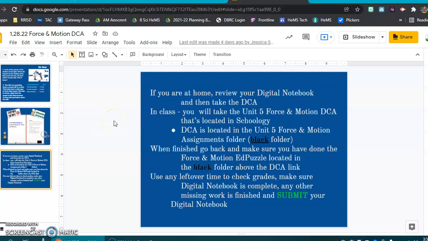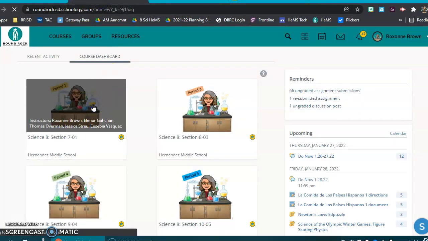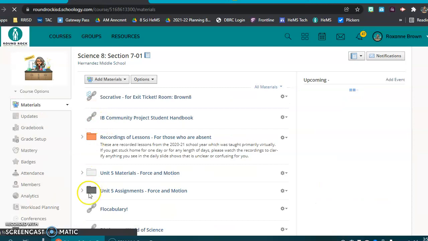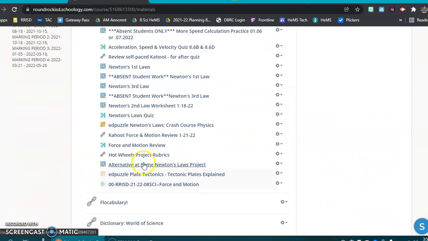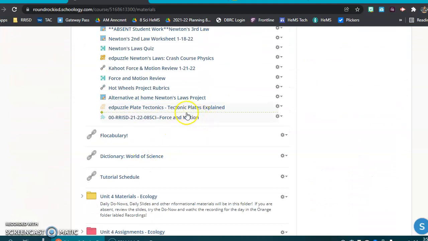If you are in class, you're going to take the Unit 5 Force and Motion DCA that's located in Schoology. The DCA is located in the Unit 5 Force and Motion Assignments folder, the black folder. So let's take a look at that. Right here under Assignments, we're going to click on Assignments. Doesn't matter what section you're in, because they'll be published tomorrow, on Friday. There it is. It says RRISD Force and Motion. You're going to click on that, follow the directions, and take that.